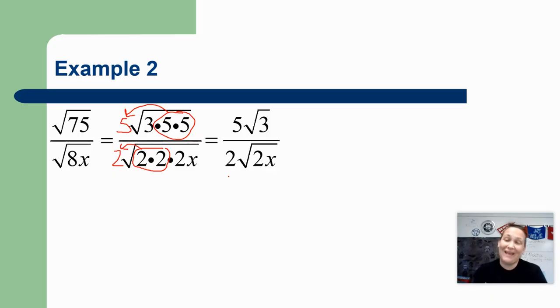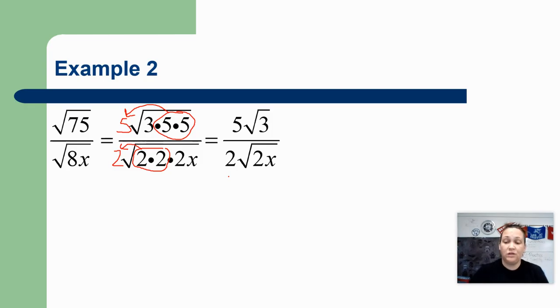To help those get out of the radical, we need to give it a pair. If we have two of them, then they can get out. And so I have one number 2. I'm going to put a second number 2. And I can do the same thing with my variable. I have one letter x. I can put a second letter x.